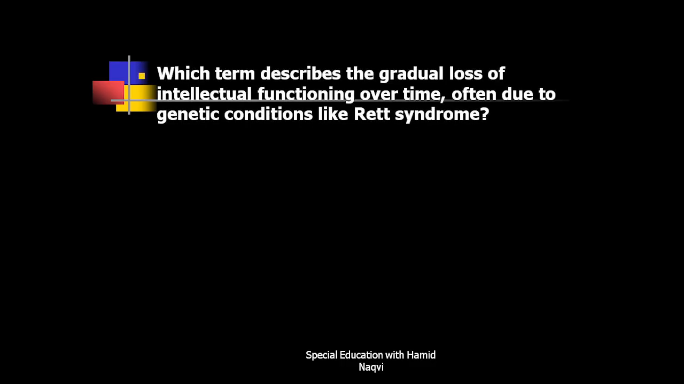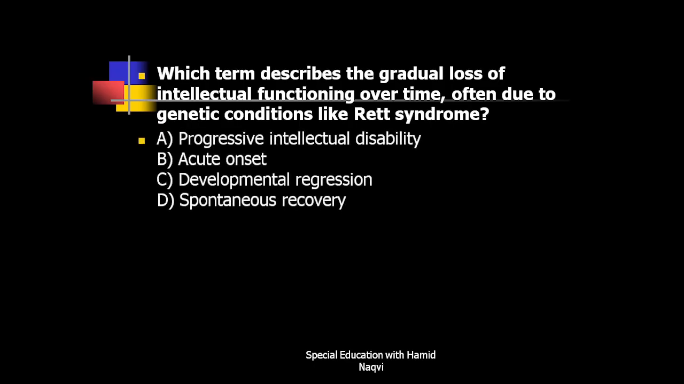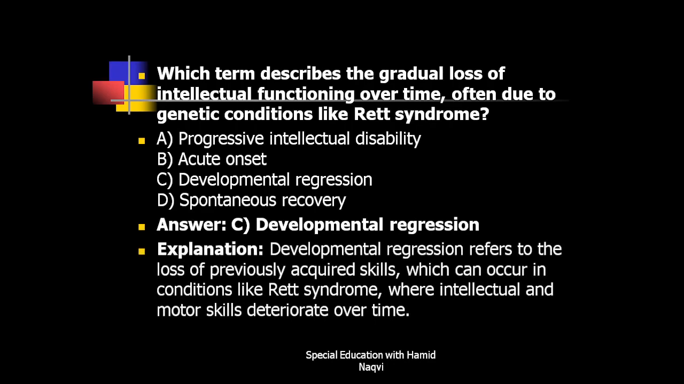Next, which term describes the gradual loss of intellectual functioning over time, often due to genetic conditions like Rett syndrome? Progressive intellectual disability, acute onset, developmental regression, spontaneous recovery. Answer is developmental regression. And developmental regression, we know, refers to the loss of previously acquired skills, which can occur in conditions like Rett syndrome, where intellectual and motor skills deteriorate over time.